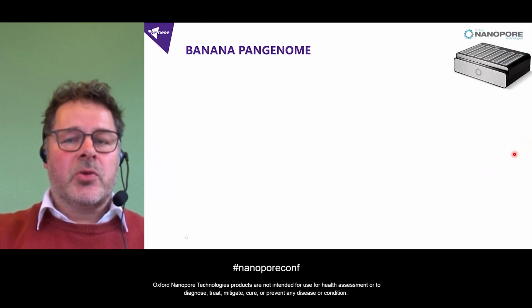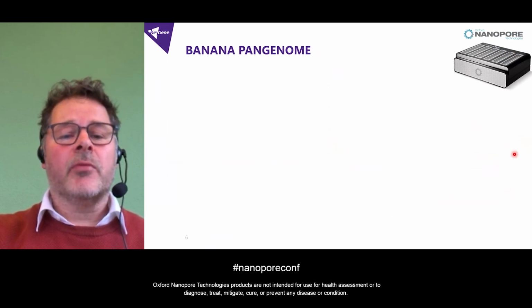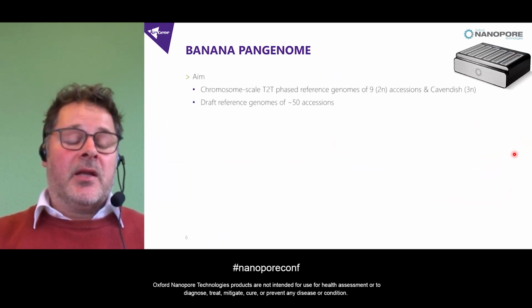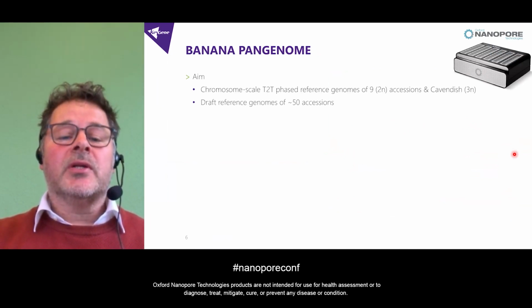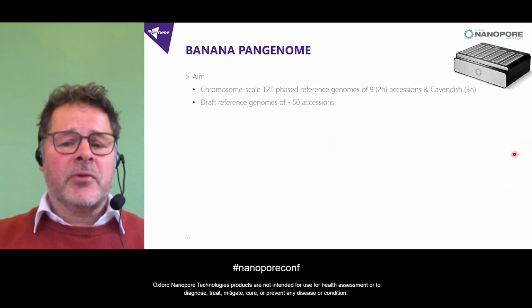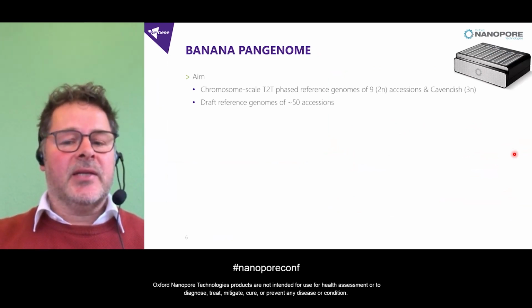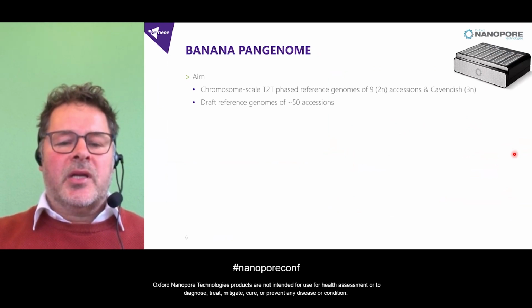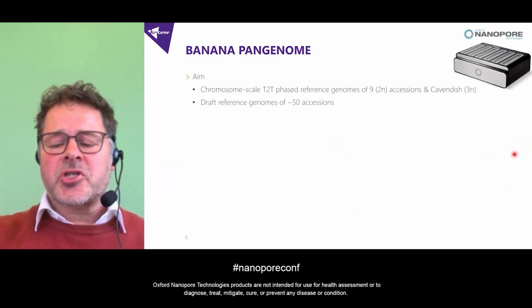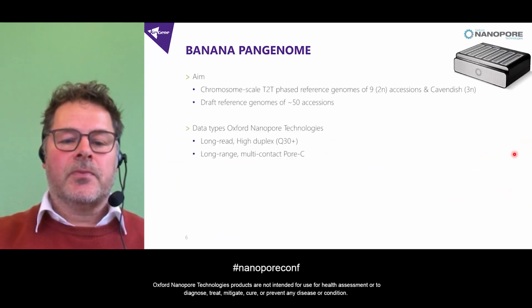The main results I will show here is on the construction of a banana pangenome. There are 2 aims in this project. The first one is to generate chromosome scale telomere to telomere phased reference genomes of 9 mainly diploid accessions and 1 triploid accession. In addition, we generated draft reference genomes for another 50 accessions.